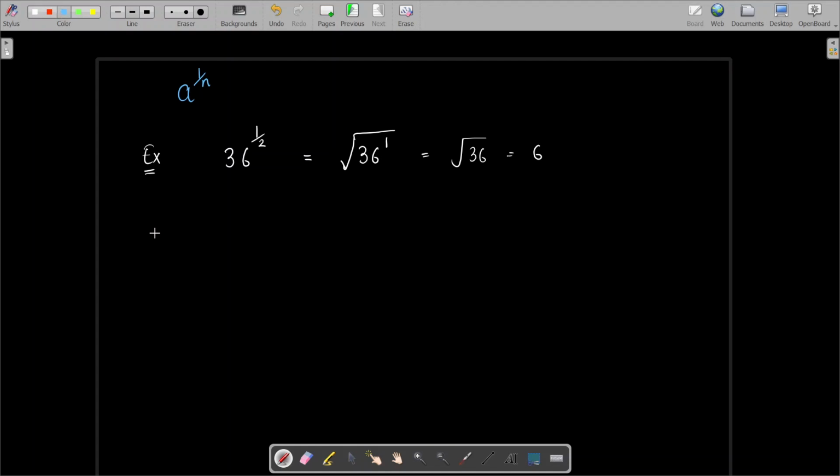Next, let's take the example of a raised to m over n. Let's say we have 256 raised to 3 over 4. So I can write it as 256 whole cube, and everything goes inside the radical symbol, which has an index of 4.